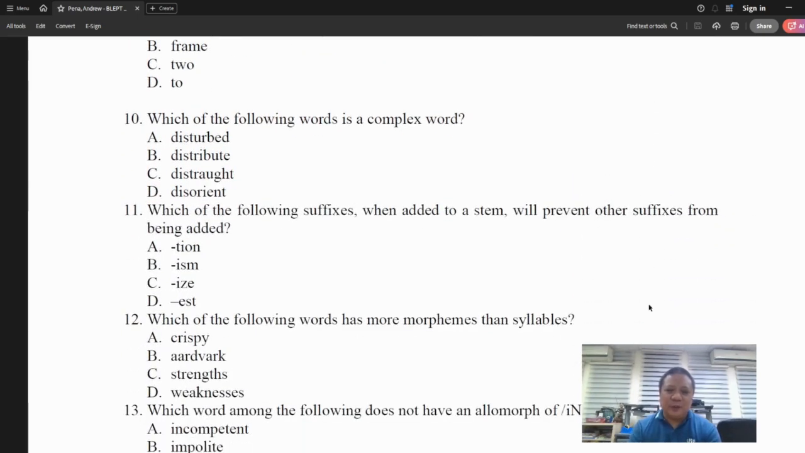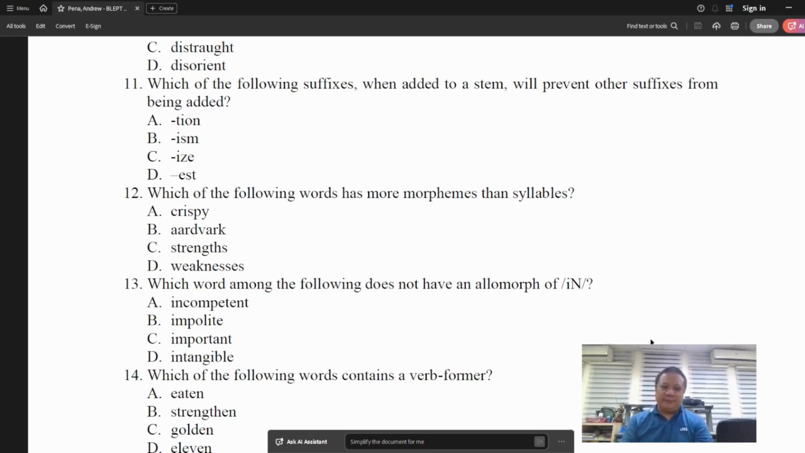Number 10, which of the following words is a complex word? A complex word is a word with a derivational affix. A. Disturbed, B. Distribute, C. Distraught, D. Disorient. Now, in A, B, and C, the dis does not mean anything, but in D, this means not. So it's a real prefix and it's an affix. It's a prefix, and prefixes are derivational affixes. So the answer is D, disorient.